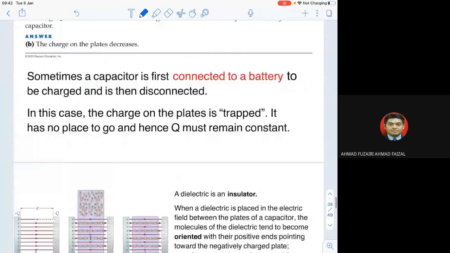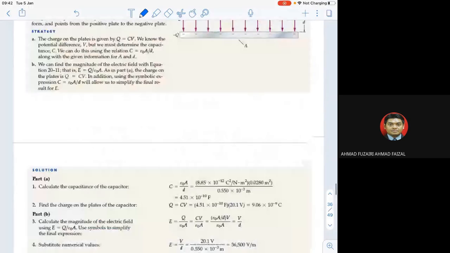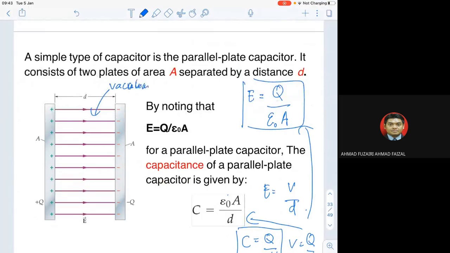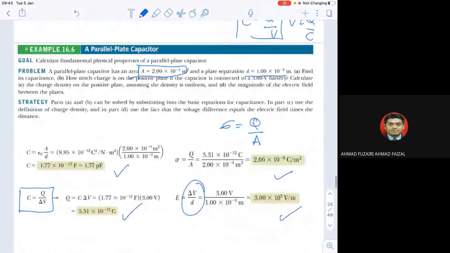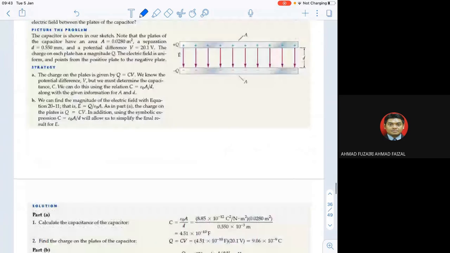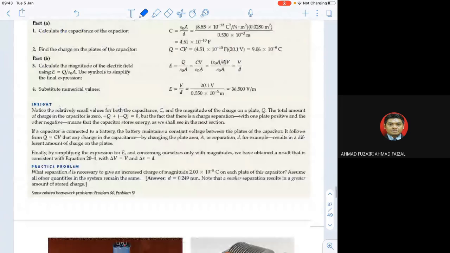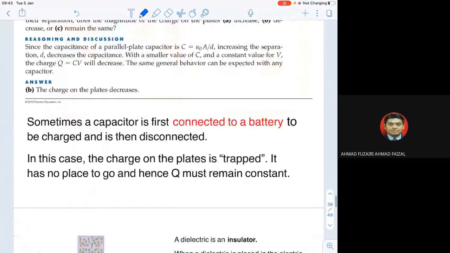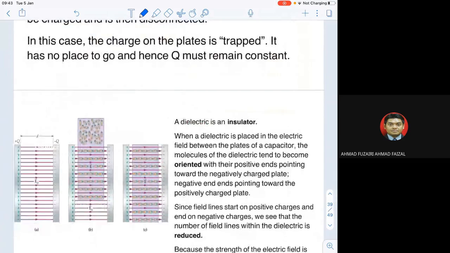Here the original parallel plate capacitor has a vacuum medium, meaning there is no air in between the plates. But if we want to maximize the capacitance of the capacitor, we need to put in a dielectric. So what is a dielectric all about? We put a dielectric in between the plates. This is the dielectric.